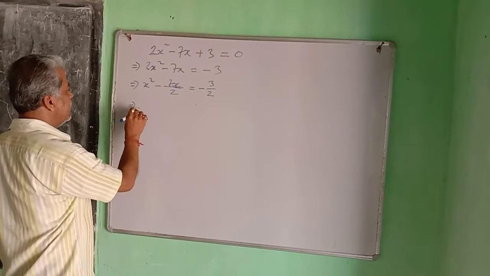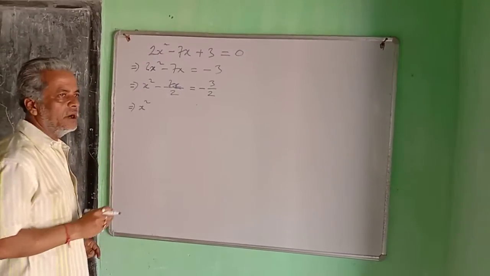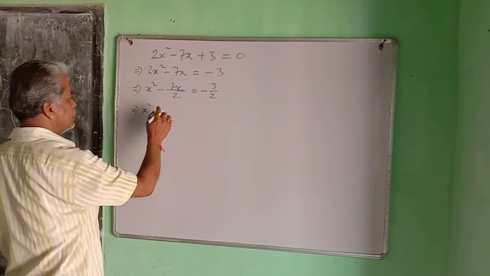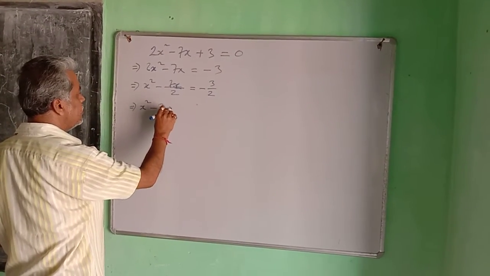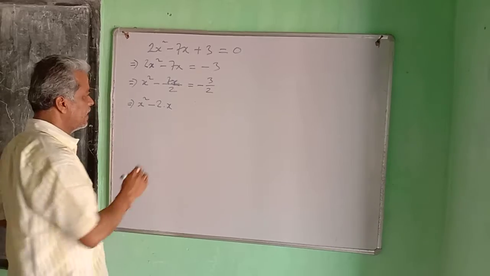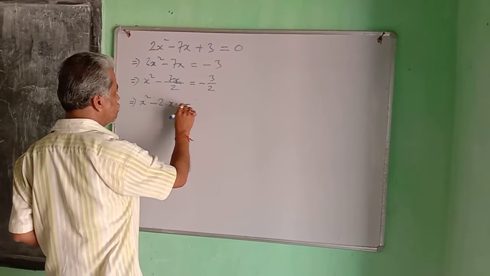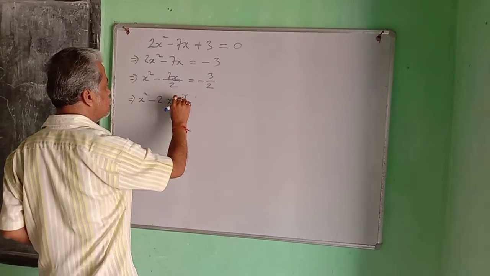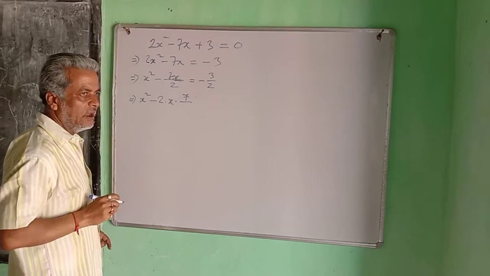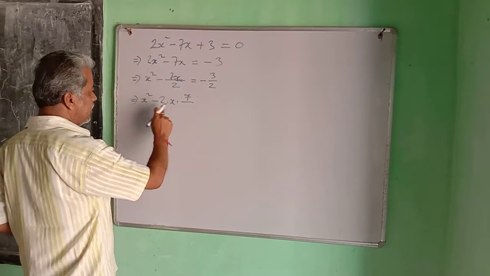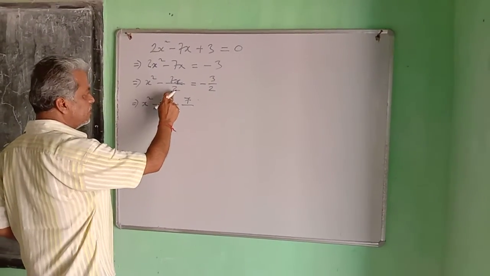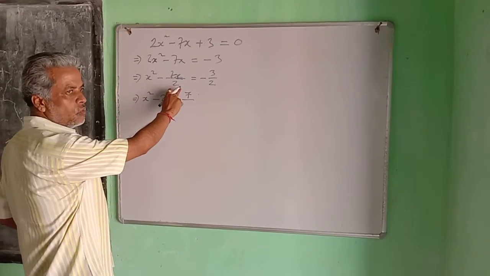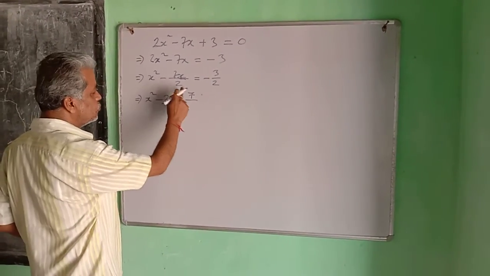Then the next step is multiply 2 with x, so minus 2 into x. Then divide it by 2. 7 is not divisible by 2, so put it as 7. And divide, already there is the denominator 2. Again 2 will come, so 2 2s are 4.